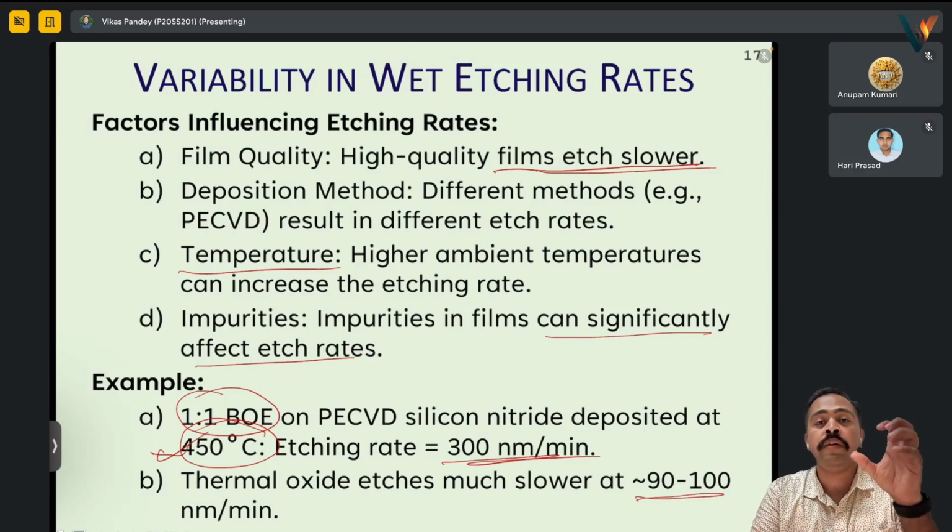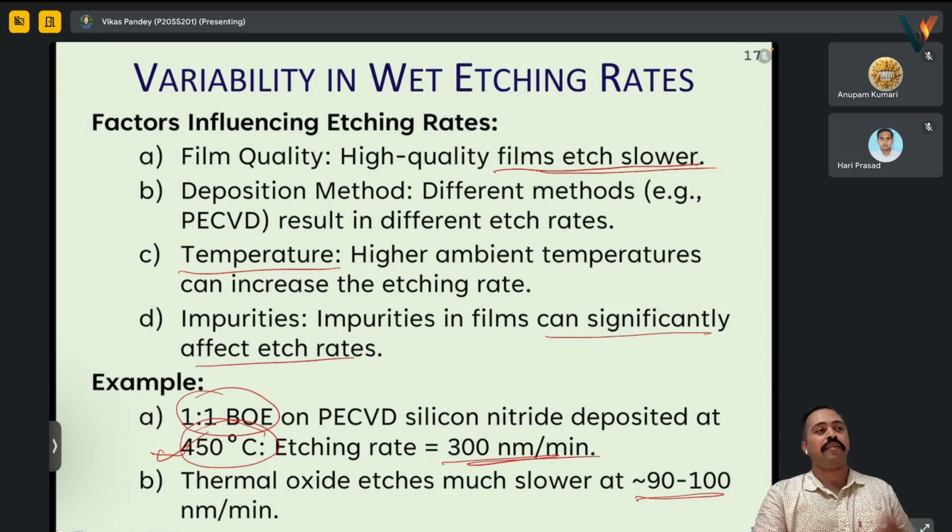So these are things that we have to understand, and we cannot say that it is just the same material, so what will be the difference? It's not like that. The quality of the material, quality of the film will also determine the etch rate.